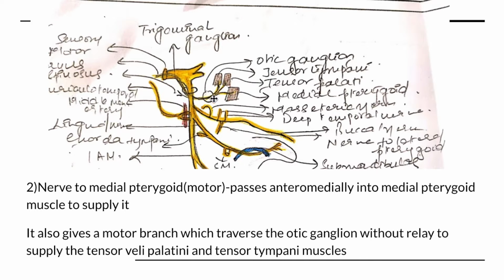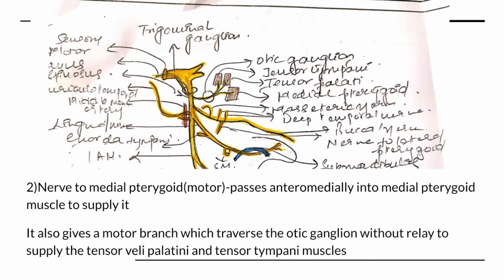Now the nerve to the medial pterygoid passes anteromedially into the pterygoid muscle to supply it. It also gives motor branches which traverse through the otic ganglion without relay to supply the tensor tympani and the tensor veli palatini muscles.